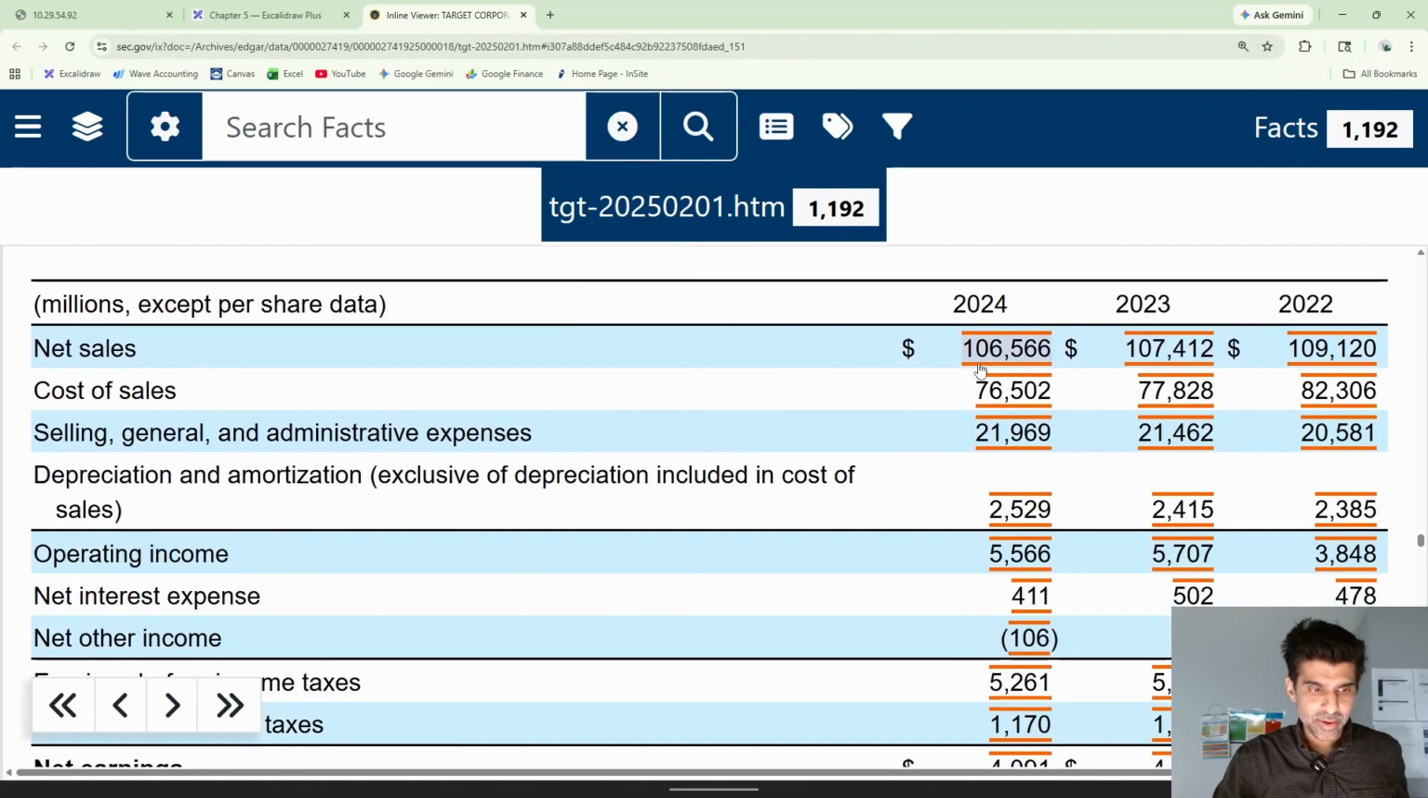So if you see here, this is their net sales. This is the sales revenue, 106 billion. And this is the value of what they paid for those items that they sold. Okay. So what is approximately the gross profit just as a dollar amount? 30 billion. Exactly, right? 106 minus 76 is 30. So it's 30 billion.